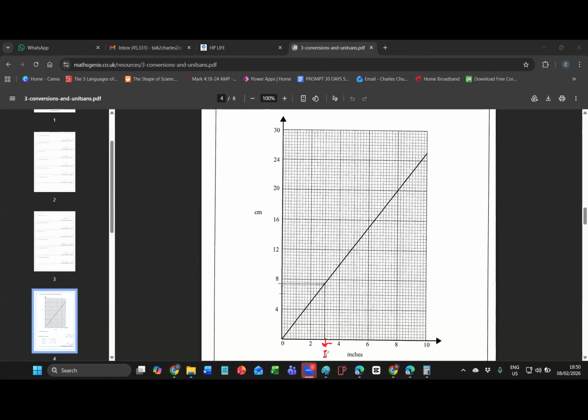Can you see the 3 inches now? Okay. So what value do you think it is on the centimeter side? What value is it on the centimeter side? This value, what's this value?